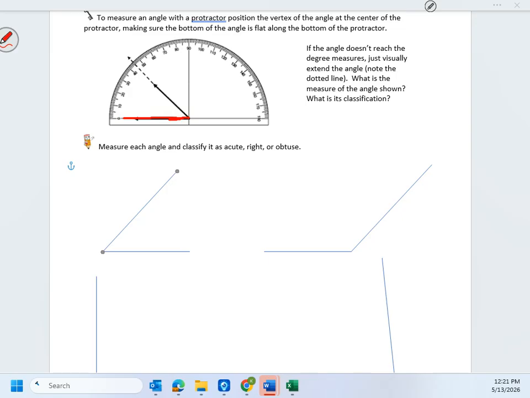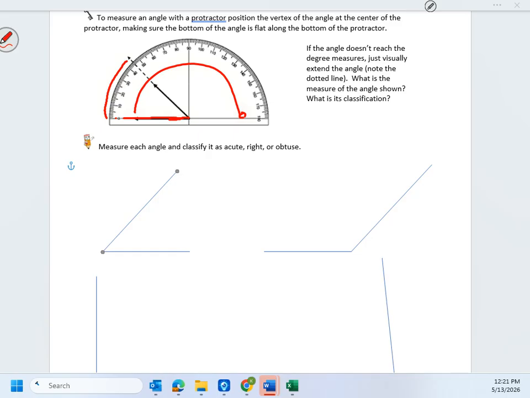So there are numbers that are on the inside, and that 0 is over here. We don't want to use the inside numbers. We always want to start with the 0. So if the 0 is on the outside, you use all the numbers on the outside. And you're going to follow it up until you hit that top line of the angle.